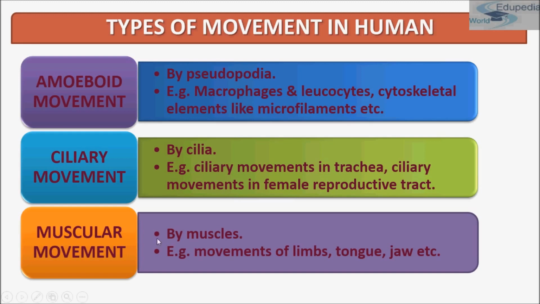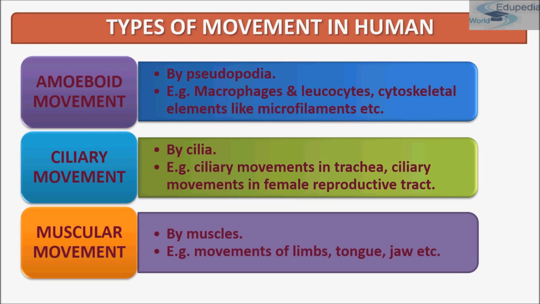Some specialized cells in our body like macrophages and leukocytes in blood, they exhibit Amoeboid movement, okay? Just like amoeba moves, macrophages and leukocytes of human, they also move like an amoeba. It is affected by pseudopodia formed by the streaming of protoplasm. Cytoskeletal elements like microfilaments are also involved in amoeboid movement.